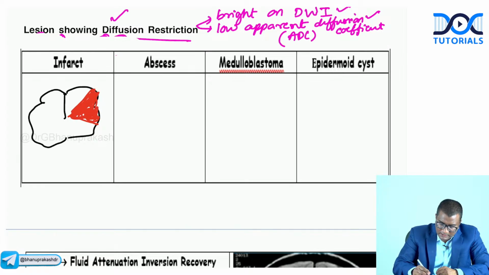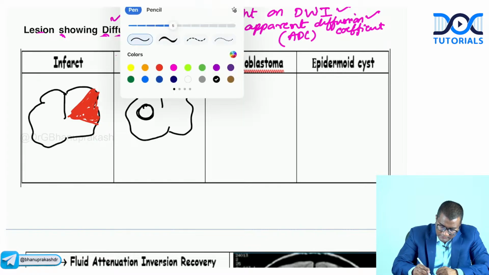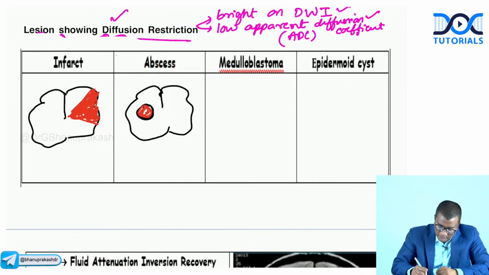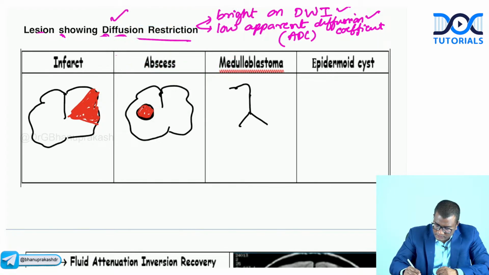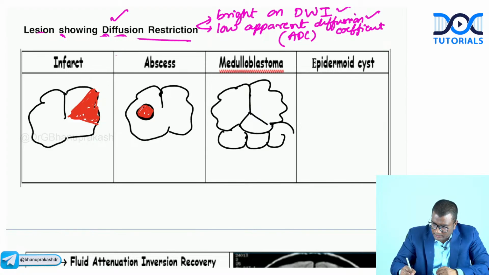But if it is an abscess, abscess would be ring enhancing, right? A ring enhancing lesion which will show diffusion restriction, right? So that is how it will be, a diffusion restriction. Medulloblastoma will be a fourth ventricular tumor, right? So it is a tumor in a pediatric age group in the fourth ventricle. It's a very common malignant tumor in pediatric age group, and within the fourth ventricle, you will see diffusion restriction. It will be bright on diffusion weighted imaging.